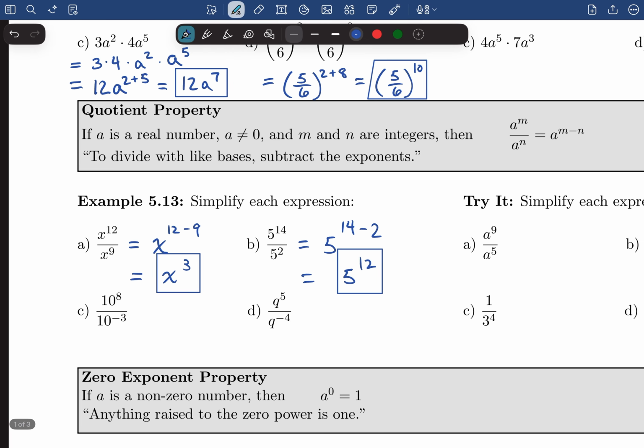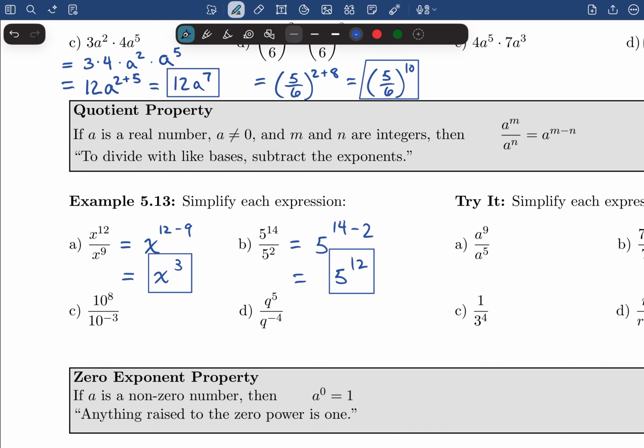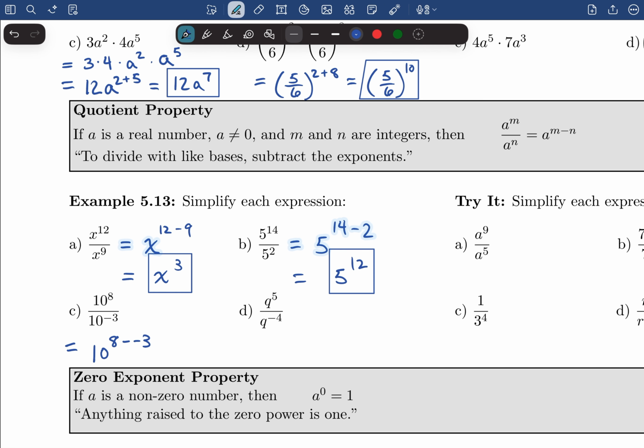When I see 10 to the 8th divided by 10 to the negative 3, I will be very careful because I'll take the base 10 and take the top and subtract the bottom. But I notice subtracting negative 3 is a double negative, so I end up adding them. Okay, so I'll end up adding these together, and that gives me 10 to the 11th power.